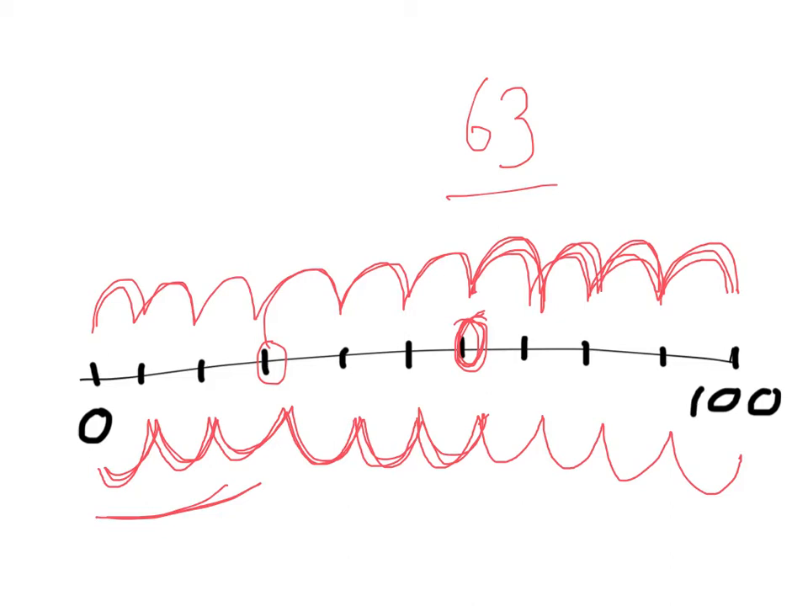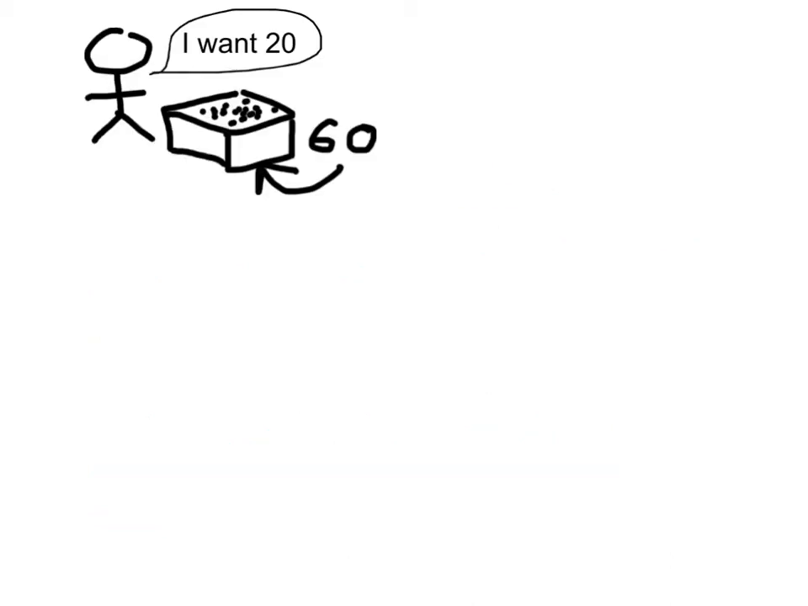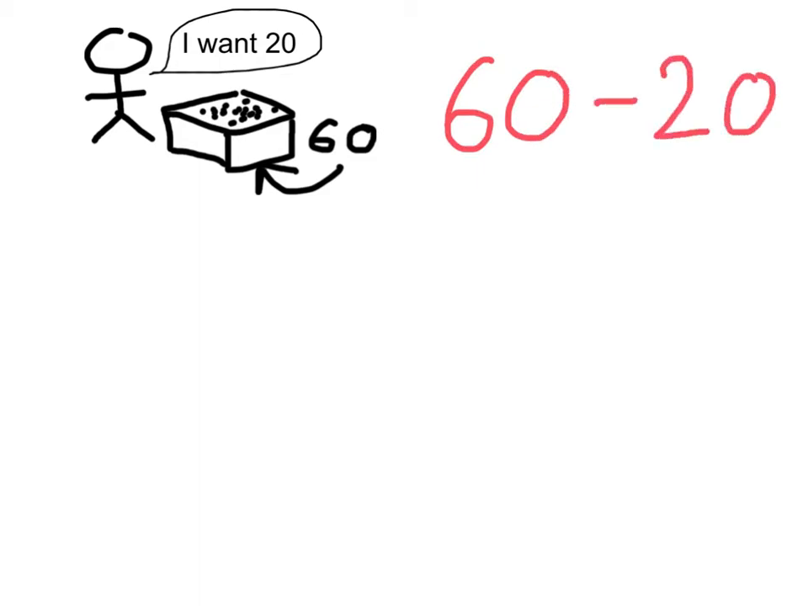Once you've mastered that, you'll be absolutely ready for this strategy. Let's get stuck in. Okay, our first problem is an easy problem. Here's little Bob, and he's got a bucket of 60 apples, and he wants to take home 20. So what's our question? Well, we have 60, and we need to take away 20. 60, take away 20.